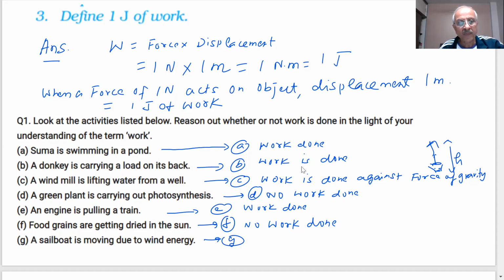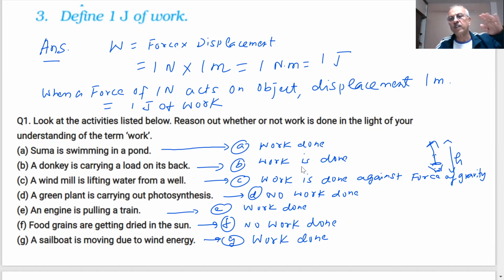Sir, work is done. Why? Because, sir, there is a displacement. It is moving. When something is moving, what is happening? Displacement will be there. So we have seen, students, in the different examples which we experience in our everyday life, work has two important conditions, that there should be force and displacement.